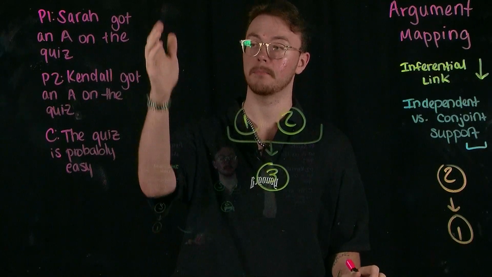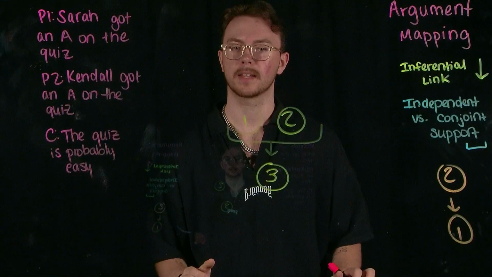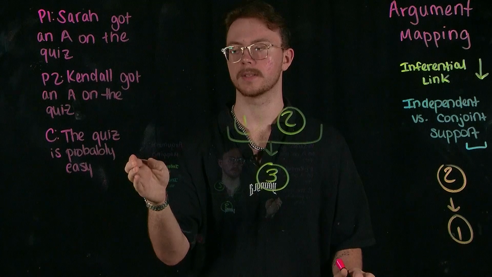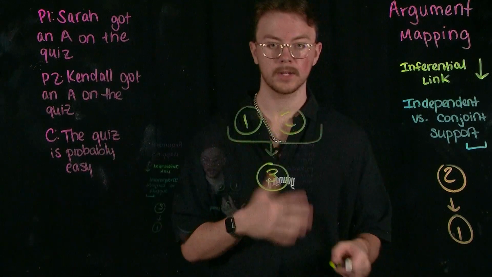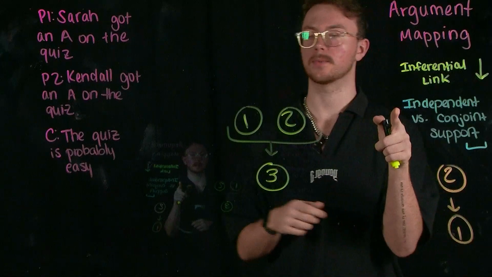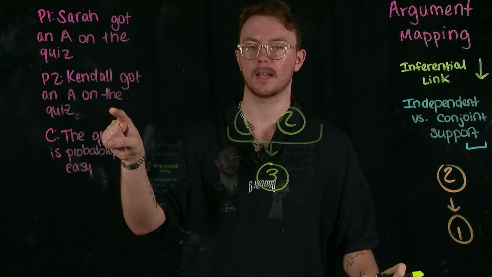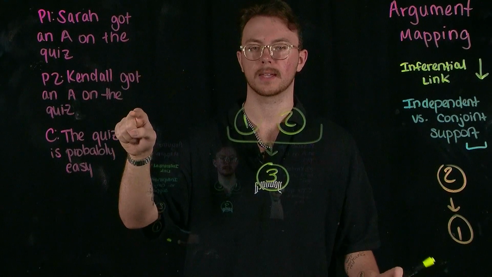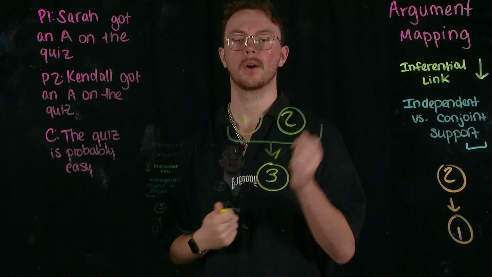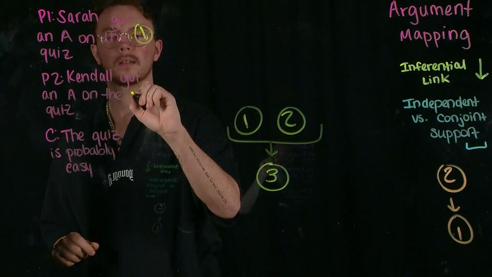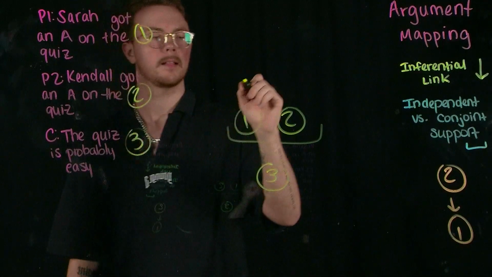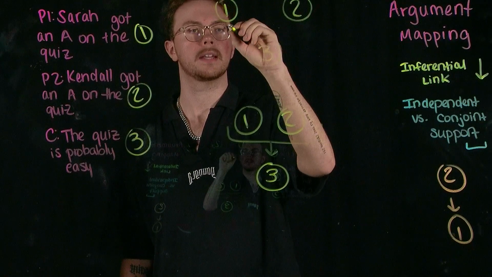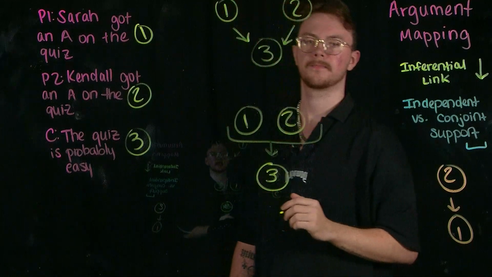Remember, sometimes arguments, and most of our arguments, don't actually come together perfectly to mean our conclusions. We just have a lot of reasons to believe something, and then we infer something about the world to get to our opinion. Why I mention that, though, is because that means sometimes your reasons can be independent of one another. Kendall getting an A on the quiz doesn't mean anything about Sarah getting an A on the quiz, and vice versa. Just because Sarah got an A doesn't mean Kendall will, and just because Kendall did doesn't mean Sarah will. Those two reasons, we'll write 1, 2, 3. Those two reasons have their own inferential link to my conclusion.